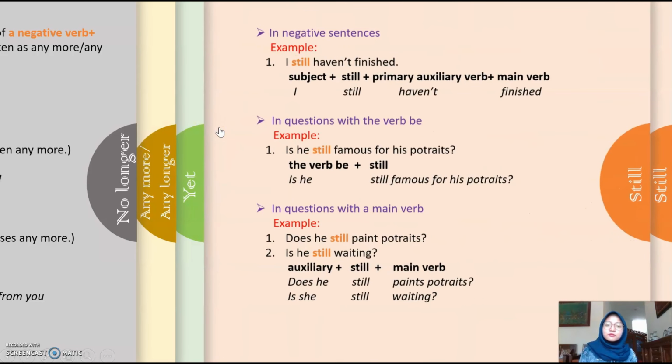Part 2, in negative sentences. Example, I still have not finished. In this case, we put still before the primary auxiliary verb plus the main verb.